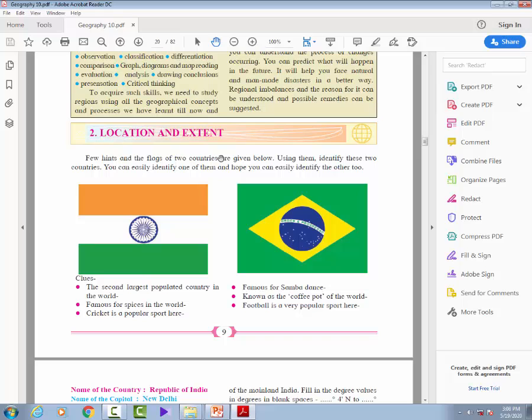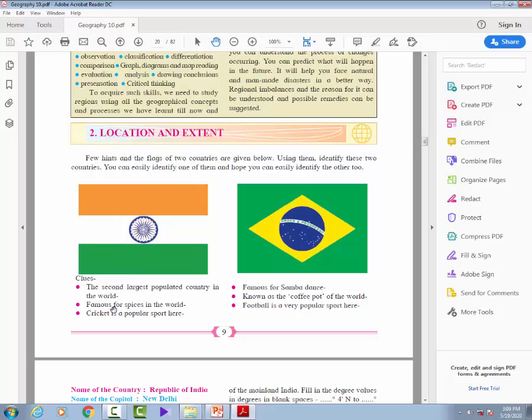Remember one thing, this year we will do the revision of all the concepts learned till now in geography. This study will help us gain an insight into geography and its application. Let's start the lesson. Here a few hints and flags of two countries are given. Using them, identify these two countries. You can easily identify one of them and I hope you can identify the other too.